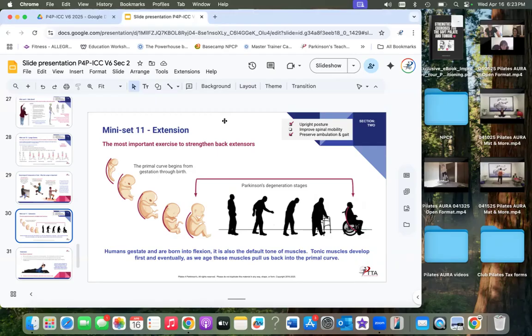So from gestation, we're born, and it's our tonic muscles that form first to bring us into an upright posture. Okay. And then we develop extension. So if you look at a baby when they're tummy down in the crib, what are they doing? They're doing baby swan. Maybe that's why it's called baby swan, right? And they're lifting their head and they're reaching their arm and they're trying to look up and turn their head. So all of those things are part of developing extension and upright posture. So as PD goes along, posture starts to decline back to flexion.